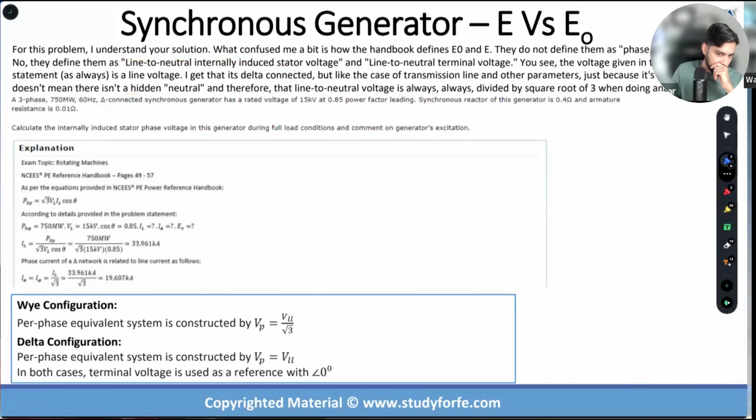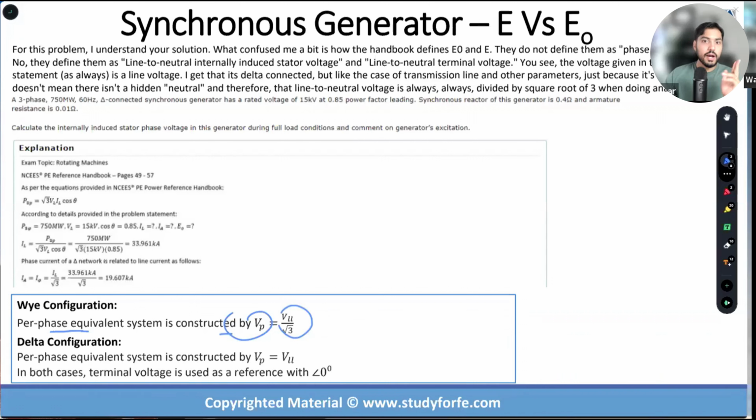My response was pretty simple, right? The per phase equivalent system is constructed by V phase, okay, line to line divided by square root 3. So for obvious reasons, we need to have a per phase. Again, as I said, I cannot control how the reference handbook defines the variables that they use. I have no influence over that, right? The way I would like you guys to approach equivalent circuits is that remember that they are built always on the basis of single phase, on a per phase basis.